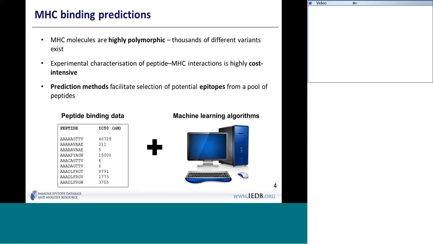And for each prediction method, as was also shown by Bjorn, to build a prediction method, we need peptide-binding data from experiments where we have the sequence of the peptide and the associated binding affinity in IC50 values to a certain MHC molecule. And just to remind you, the IC50 values are basically concentrations, where the lower the value, the better the score. Then we take some machine learning algorithms, and based on this experimental data, we build a prediction tool.